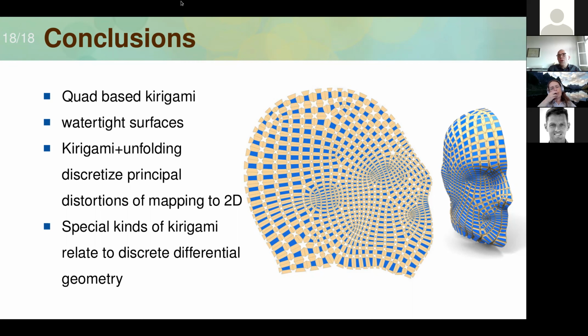Special kinds of such Kirigami structures relate to discrete differential geometry. I mentioned that the checkerboard Kirigami have to follow the principal curves, and we also had some nice relations to Gauss curvature, and there are some more relations in the paper, whose citation you can find here. It is going to appear in the SIGGRAPH Asia Proceedings volume this year. Thank you very much. This is what I wanted to tell you.